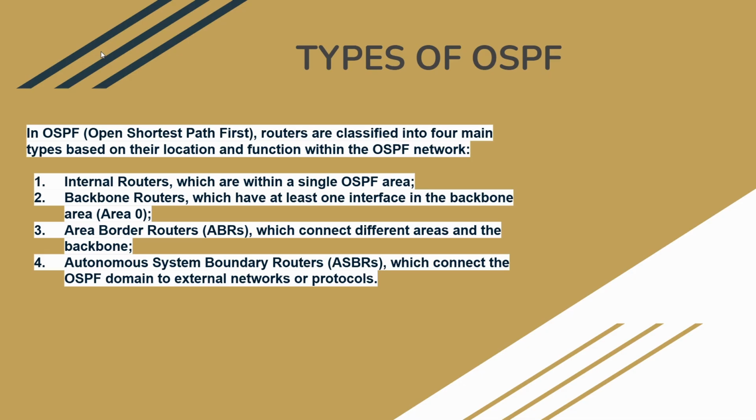Let's start with a new topic: types of OSPF routers. In OSPF, open shortest path first, routers are classified into 4 main types based on their location and function within the OSPF network. Internal routers, which are within a single OSPF area. Backbone routers, which have at least one interface in the backbone area, area 0. Area border routers, ABRs, which connect different areas to the backbone, and autonomous system boundary routers, ASBRs, which connect the OSPF domain to external networks or protocols.